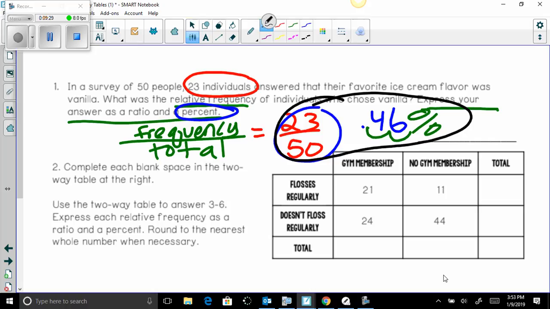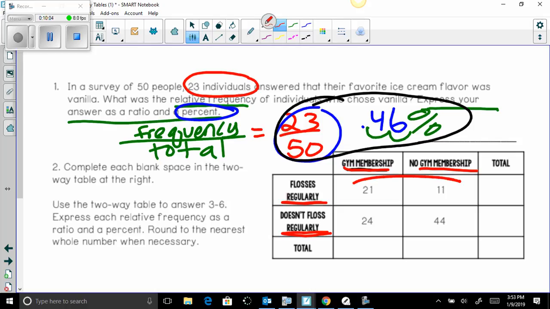Number 2, complete each blank space in the 2A table at the right. Use the 2A table to answer those next couple of questions. So we have people who have gym memberships and people who don't have gym memberships. Some people that have gym memberships floss regularly. Some people that have gym memberships don't floss regularly. So the two categories we're talking about are whether they have a gym membership or not, and whether they floss regularly or not.